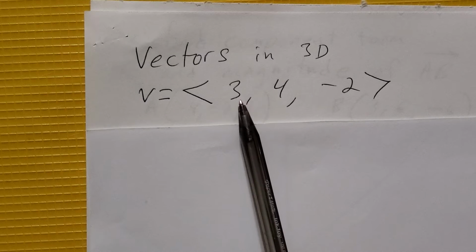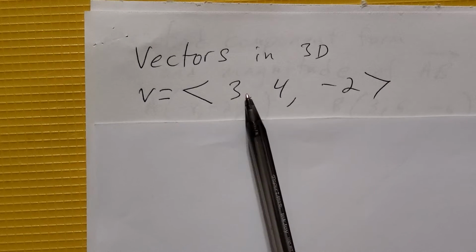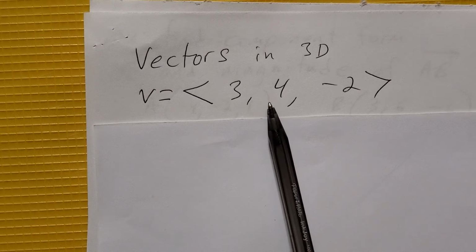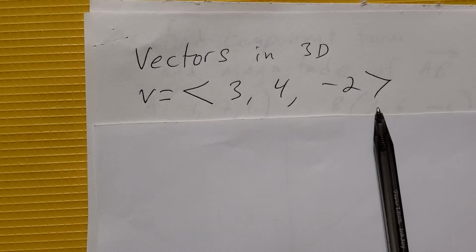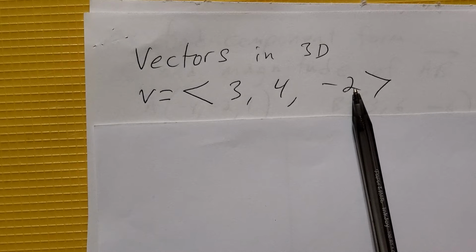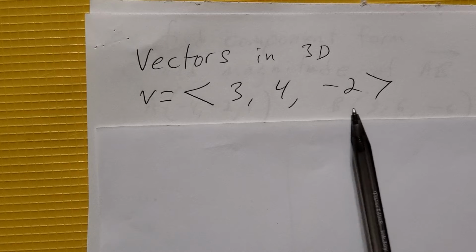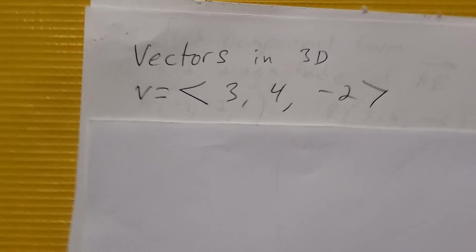And then we're going to go 3 towards you, and then 4 to the right, and then 2 down, beneath the floor, 2 down. Okay? So really quick, where would that point be?